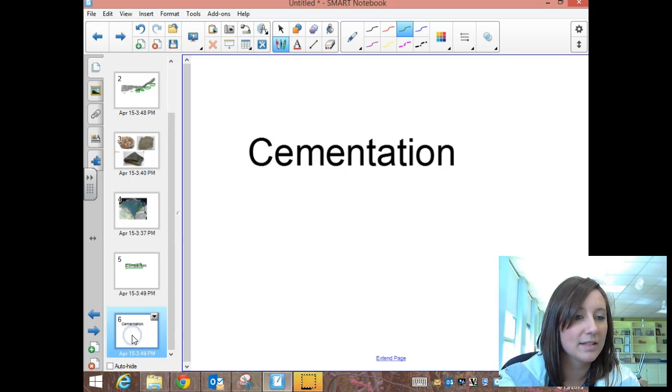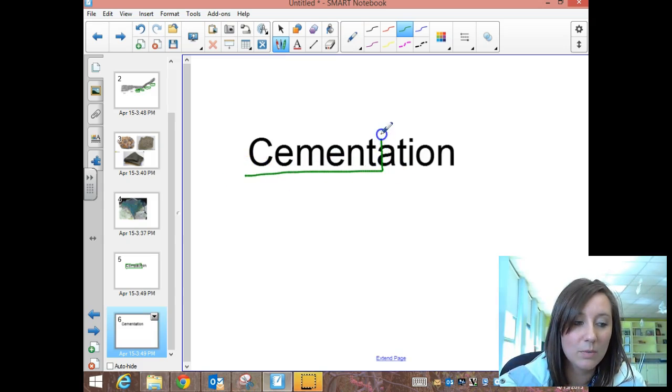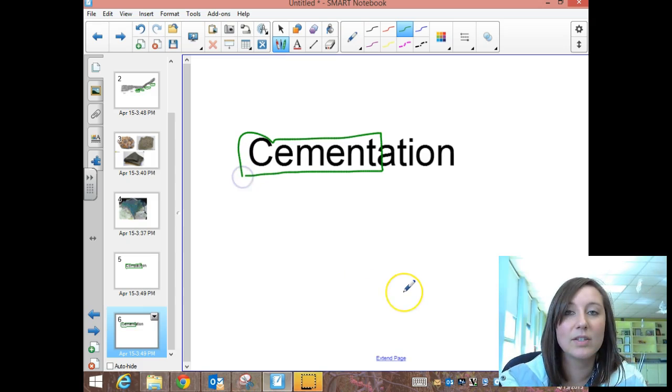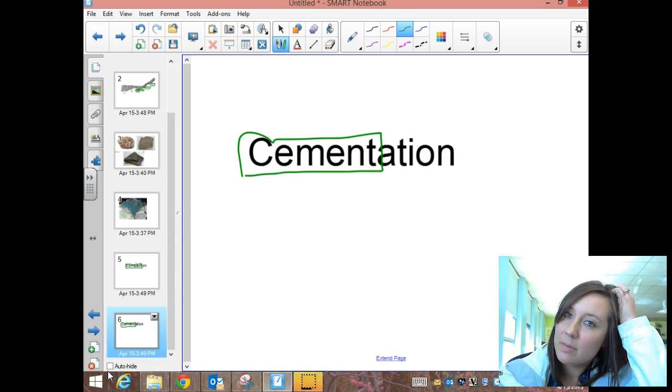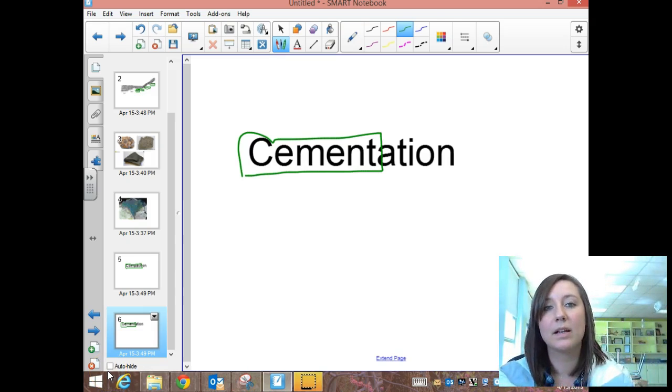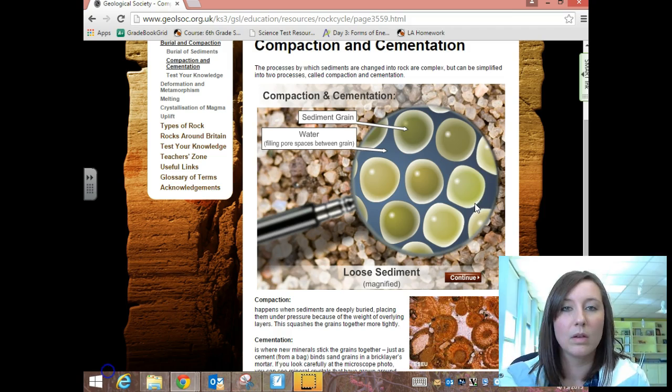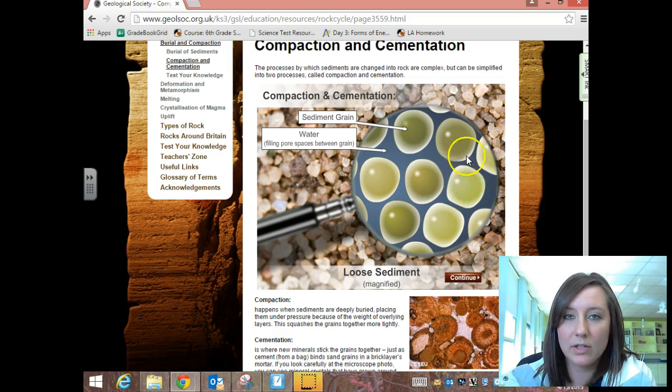And then our last step would be cementation. And again, use your word clues. You see the word cement. And so now those particles get cemented together. And this is probably the most confusing step because of how the cement actually forms. So if we take a look at what happens with compaction and cementation, putting it together, this is taking a look at all of the sediments that have gotten pressed down together. So they've been deposited. You can see this right here is a sediment grain, and then there's water filling the pore spaces between the grains. And in this water, we have dissolved minerals.